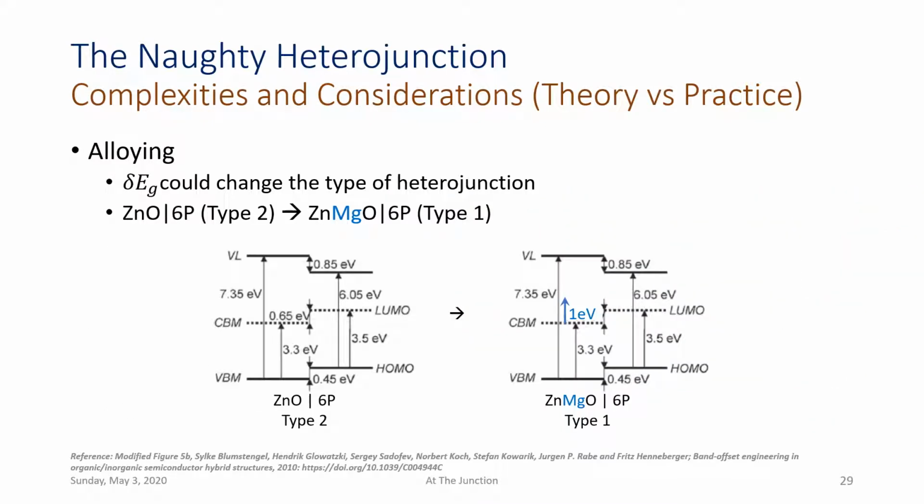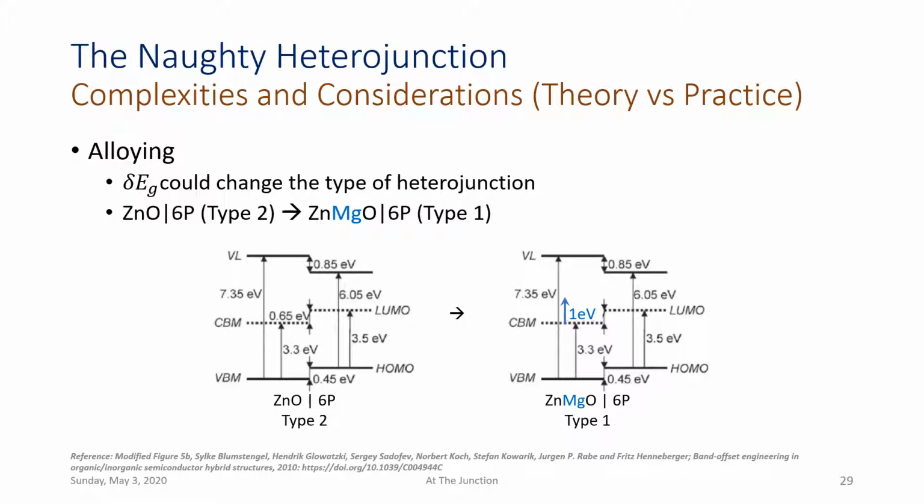The third consideration is alloying. And we do know that alloying could change the band gap of the material that is being alloyed. In case of heterojunctions, this could possibly change even the type of the heterojunction.